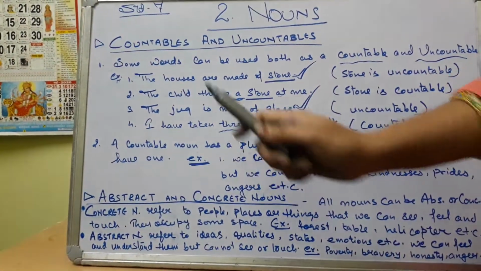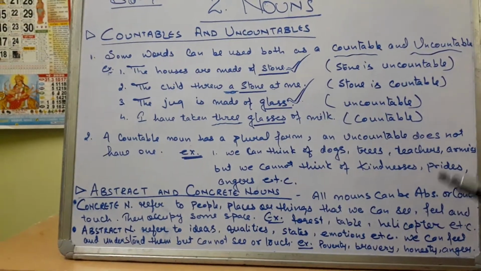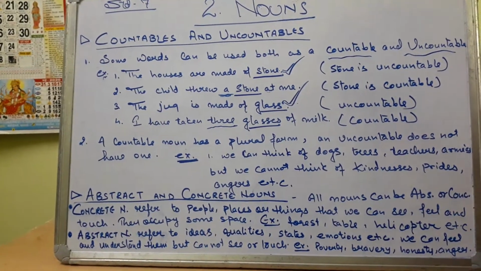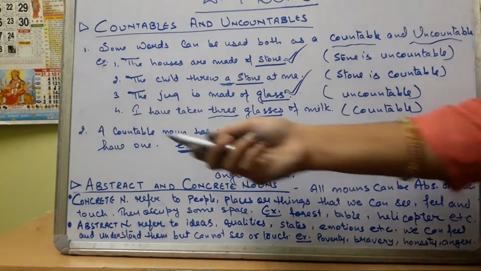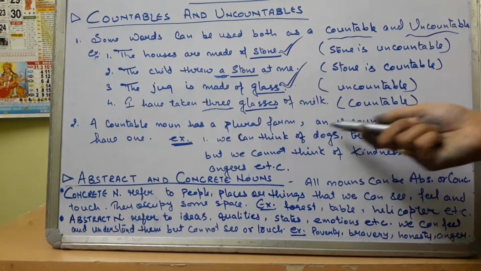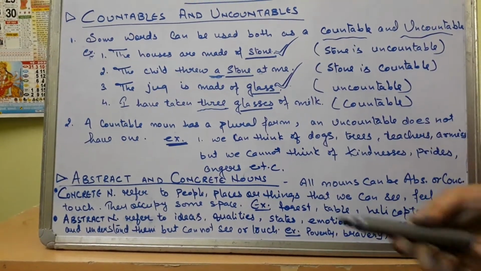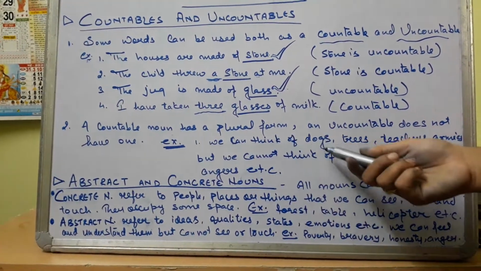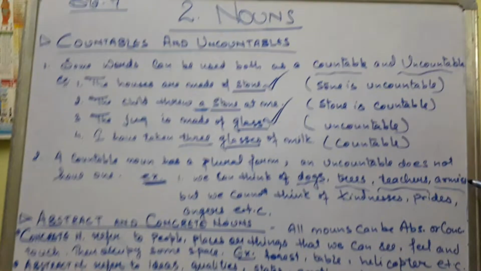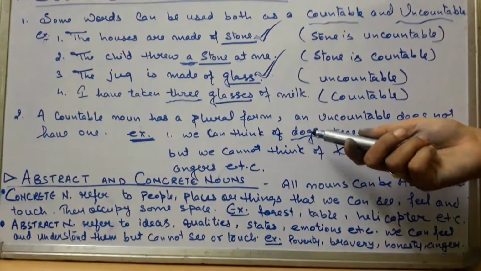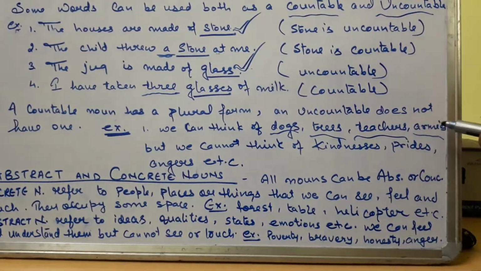Now, the next important point is that a countable noun has a plural form, of course, because whatever we can count will have a plural form. If we can count it as 1, we can also count it as 2, 3, and many more, right? But an uncountable noun does not have one, because we cannot count it. For example, dogs, trees, teachers, armies are countable nouns, so we can use their plurals: dog and dogs, tree and trees, teacher and teachers, army and armies.